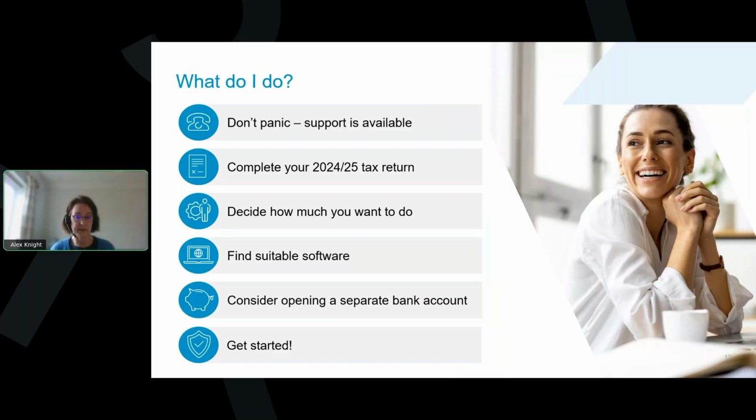The next step is to find suitable software. There's a variety on the market, so talk to your usual advisor to find out what is best for you and make sure it is MTD compatible. And you can check the list on the HMRC website. Think about opening a bank account purely for your property income. It will make the record keeping easier and personal transactions are less likely to be seen by HMRC.